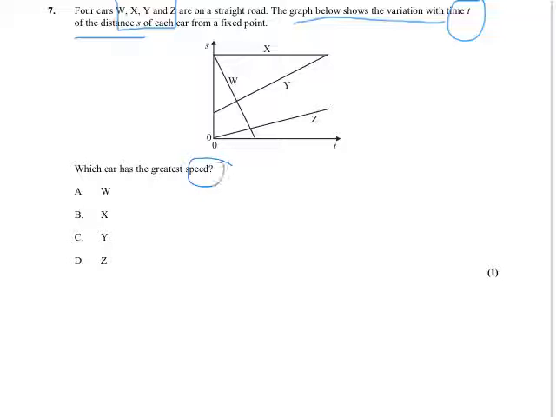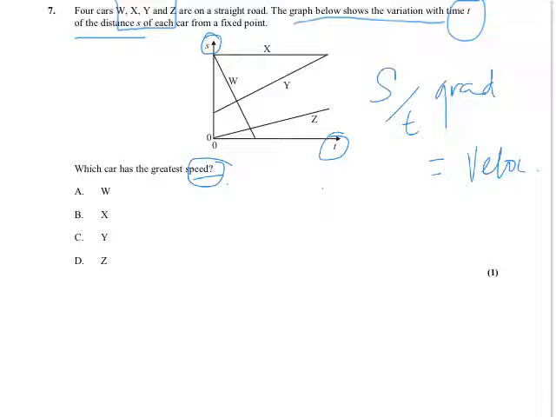Now, interesting, because what this is telling you is that the direction is not important. So it's a displacement time graph. What's the relationship between speed and displacement time graphs? s over t, gradient equals velocity. Okay, so which one has the highest gradient? It's W. Okay, so the answer is A.